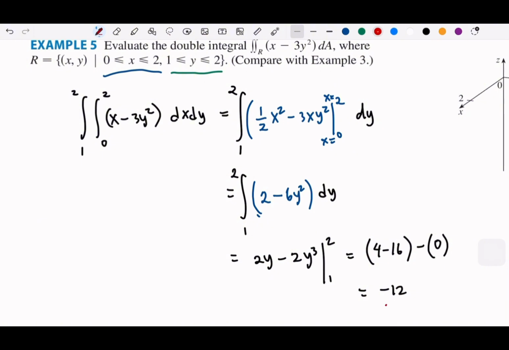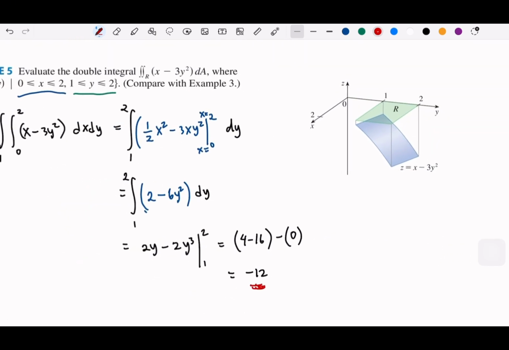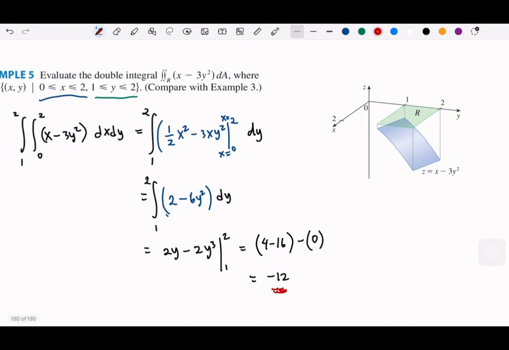Now, notice that we have a negative. It means that the volume is not above R, but it is below R. If we draw the picture, this is going to be in the negative direction. The volume is negative. So this might happen, and it's okay, because if we see the function itself is a negative function. If you want to compare, you can check. If you change the order, it will be the same, negative 12. Right.